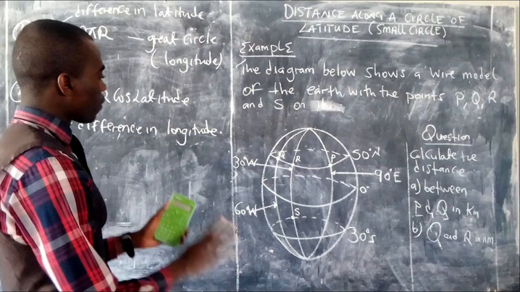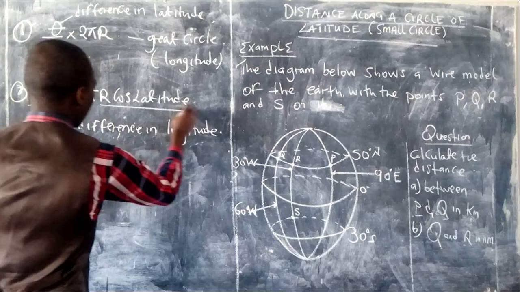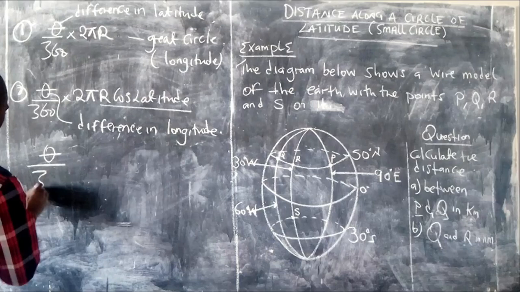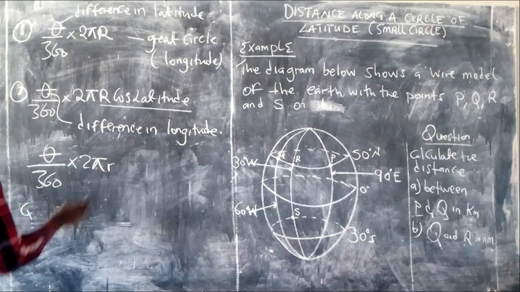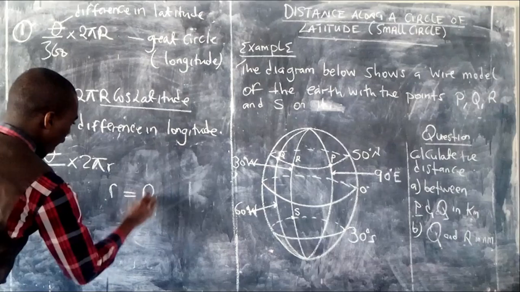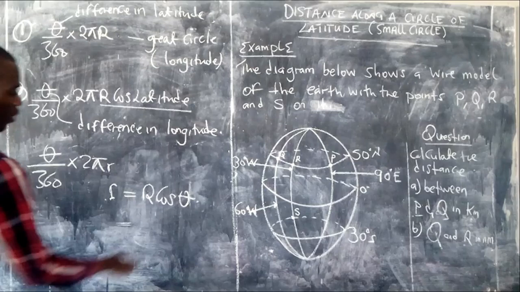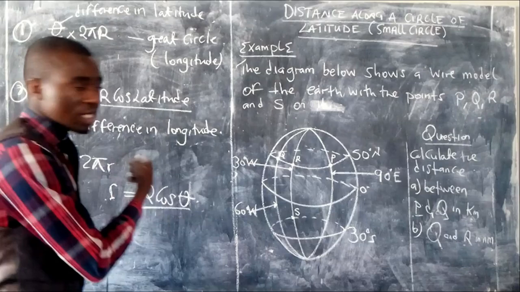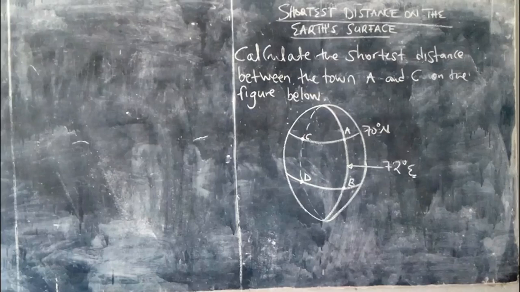Alright, now why the difference here? In some other books you find the formula written as theta over 360 multiplied by 2 pi and a small r. This small r is the same as R cos latitude. So if you want, you can use the small r, or you can use this one. But I'm strongly advising, write the formula as I've written it, because it becomes simple and straightforward.